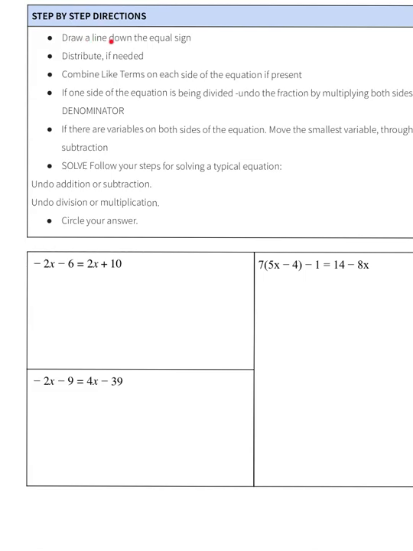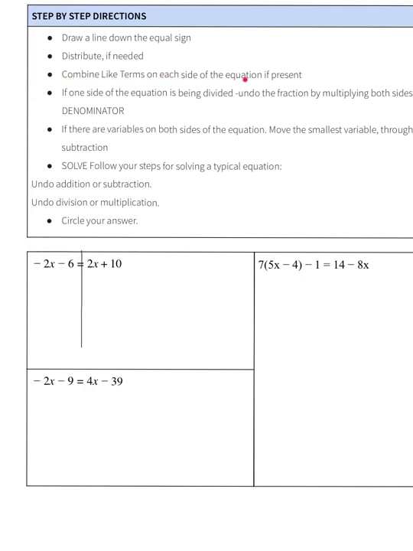The first thing is we need to draw a line down the equal sign. This is just to help you stay organized. So we will do that right there. Beautiful. Now the next step is to distribute if needed. We cannot distribute, and there's nothing to distribute here either. So we move on to the next step.